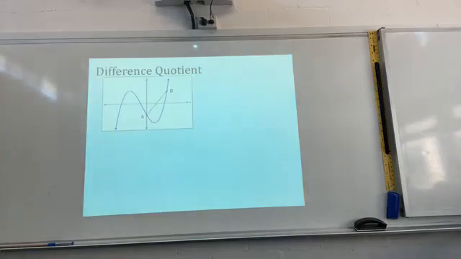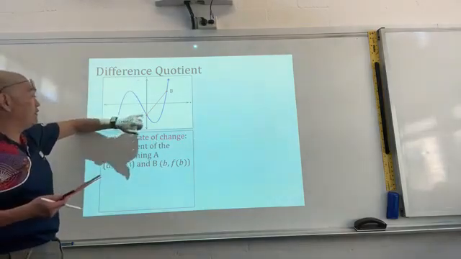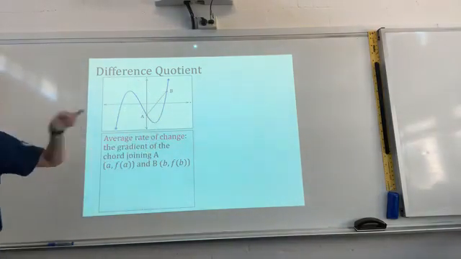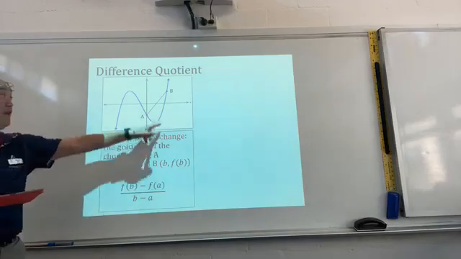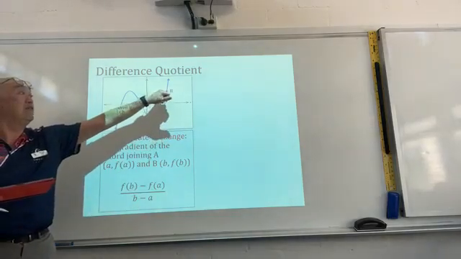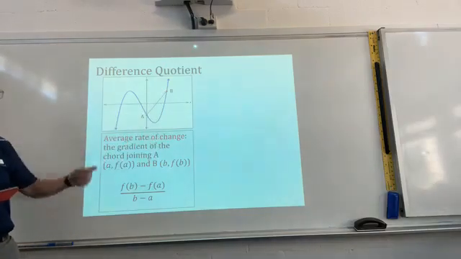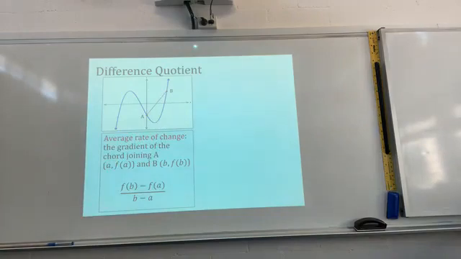Now, difference quotient. Just quickly, just a reminder. You know the average rate of change from A to B. All right, the average is just the gradient, right? So we can just work out f(B) minus f(A), or actually, if this is y2, this is y1, y2 minus y1 over B minus A, right? Pretty straightforward, you should remember that.